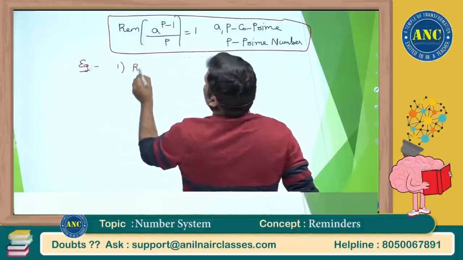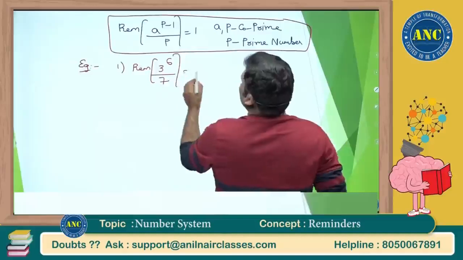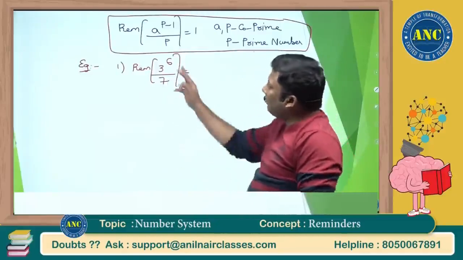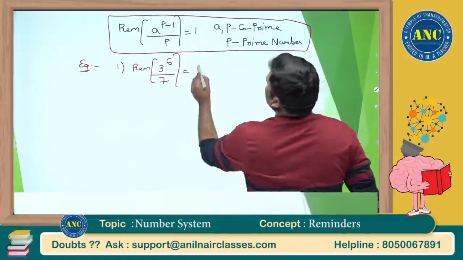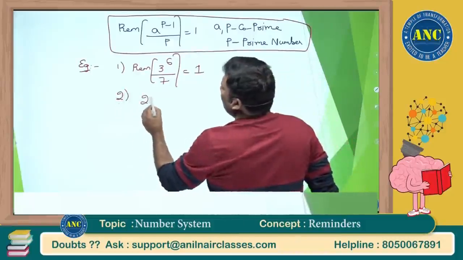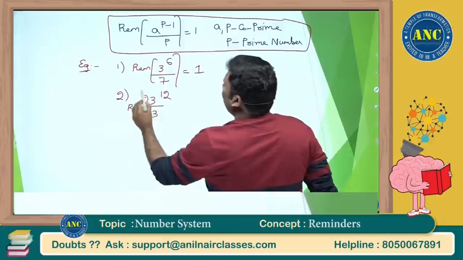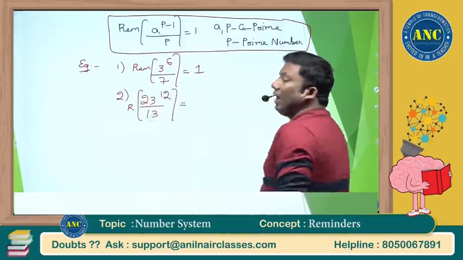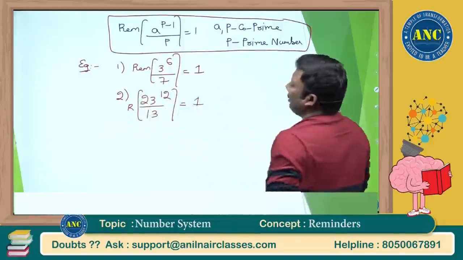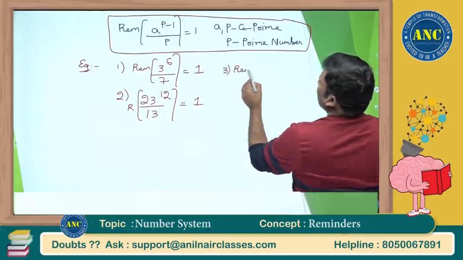First question. Remainder of 3 power 6 by 7. First check whether the denominator is a prime number. 7 is a prime number. 7 minus 1 is 6. So answer for this question is nothing but 1. Next, 23 power 12 divided by 13. A power p minus 1 divided by p is 1. If it is 13, 13 minus 1 will be 12. I hope the idea is clear.